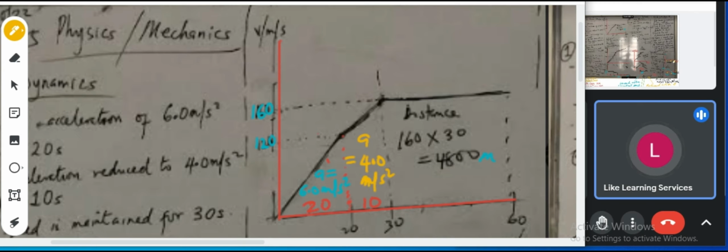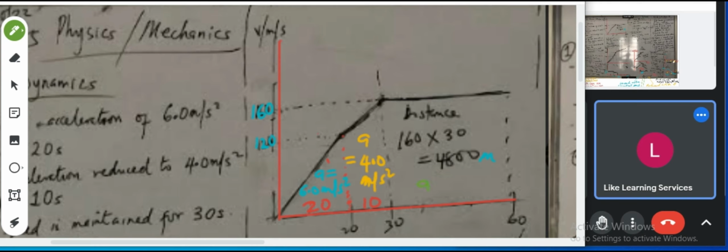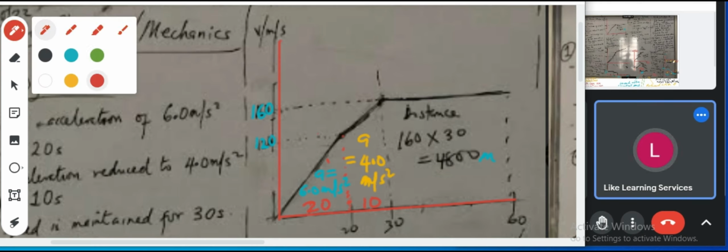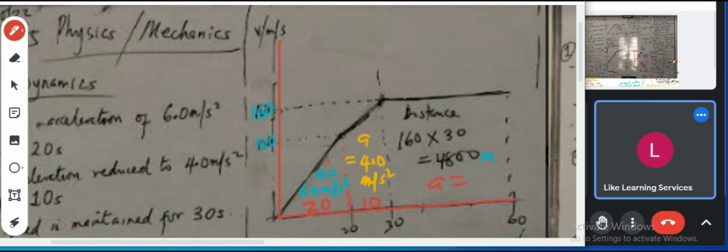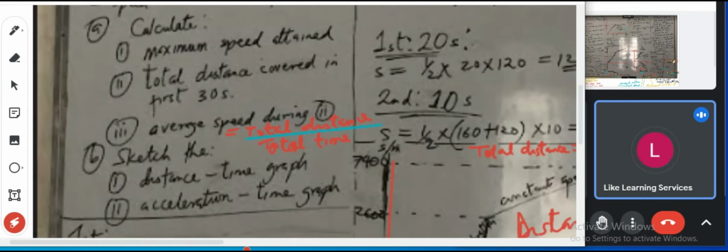And what's the acceleration of the third stage? Let me write it in green. What's the acceleration of this third stage? No, maybe red. 0 meter per second squared. So if we are asked to plot the acceleration against time graph, you can easily do that now.